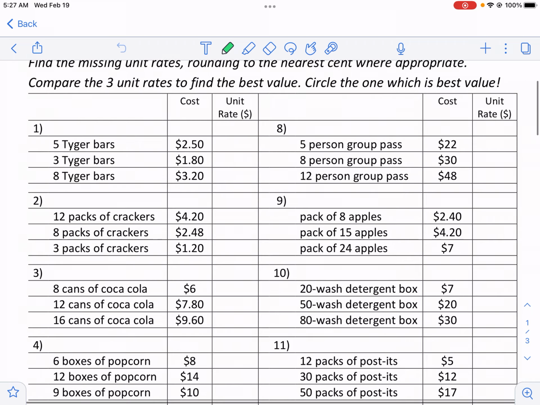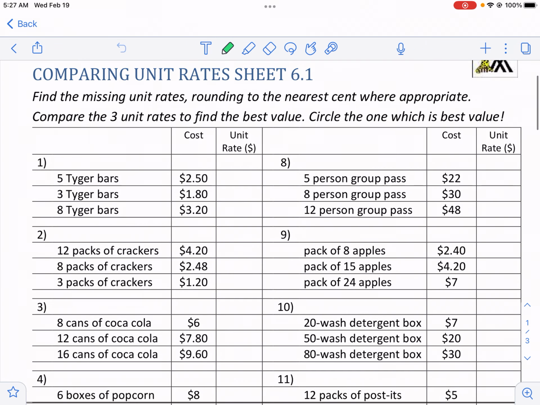So for this video, we're going to be talking about this worksheet, which is actually a really useful worksheet in terms of real-world applicability. What we're going to be doing is finding the missing unit rates, rounding to the nearest cents when appropriate, and then comparing the rates and finding the best value. This is pretty useful, especially when you're checking a site like Amazon.